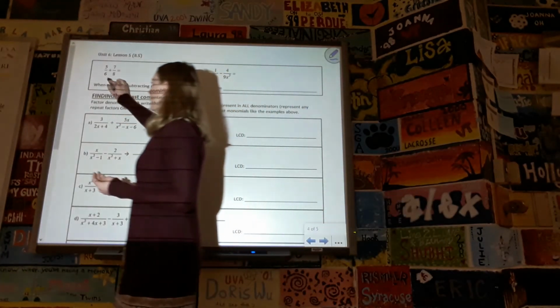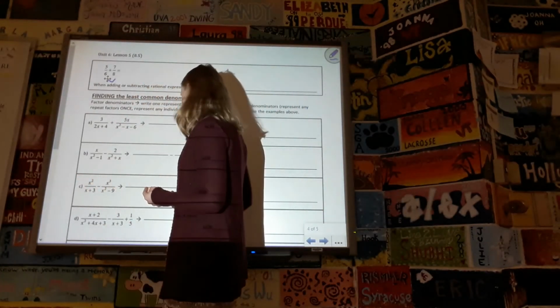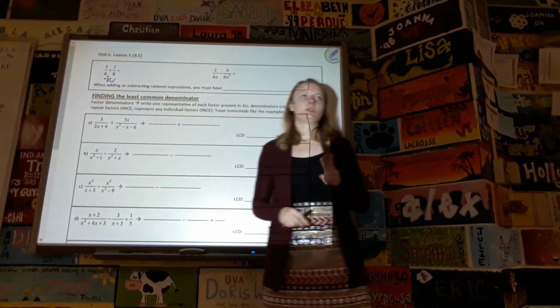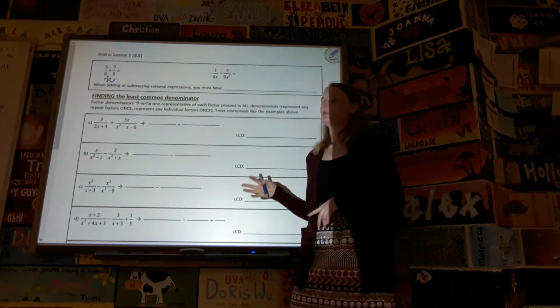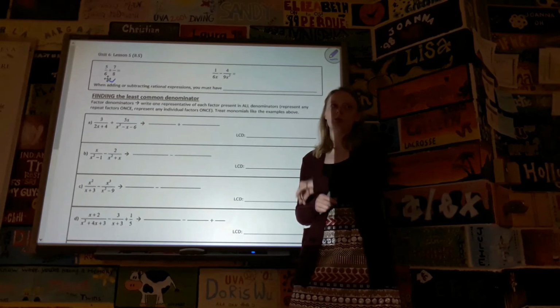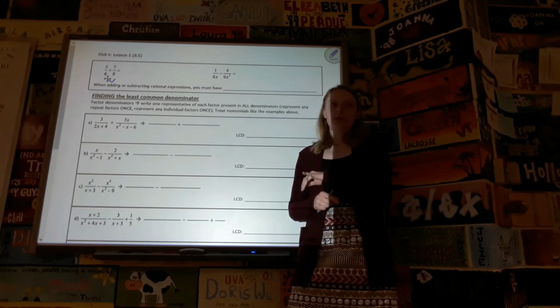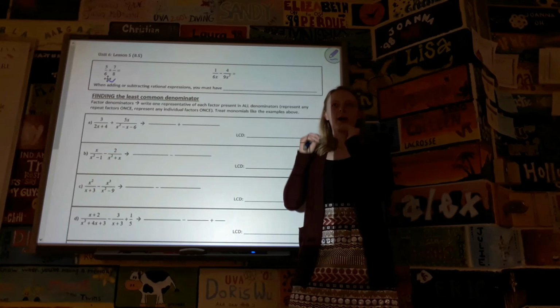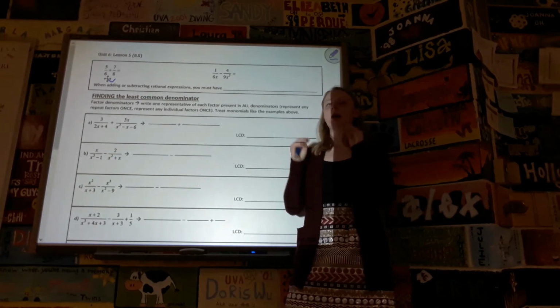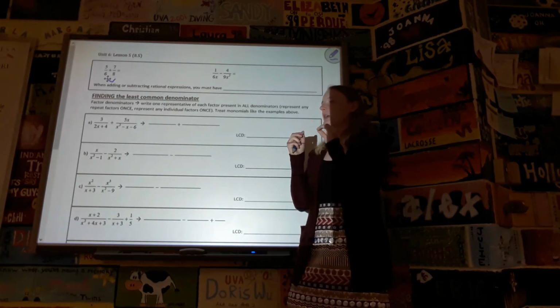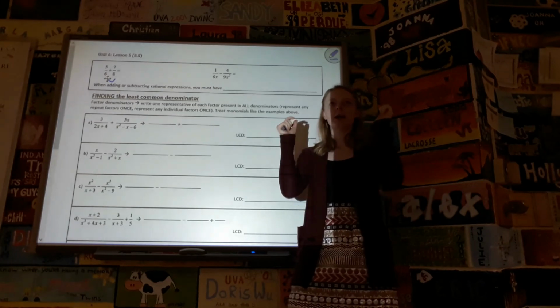So if I have 6 and 8, I need to figure out what the common denominator would be between those two. A common denominator between two numbers has to be the least common multiple. Not divide by, multiply. They have to multiply up. You can't go down, you have to multiply up. So it's the least common multiple that they both multiply up to.